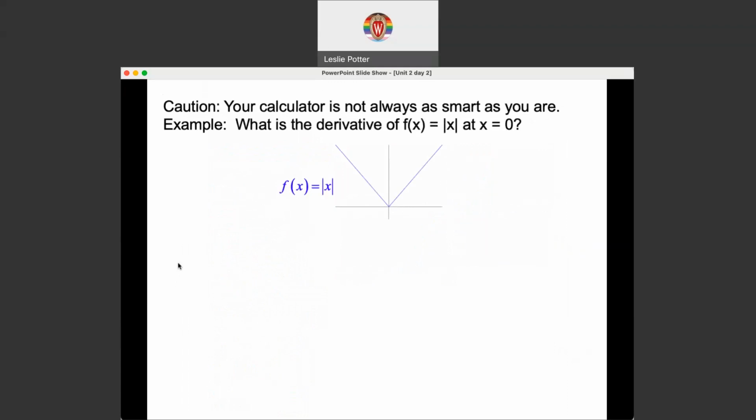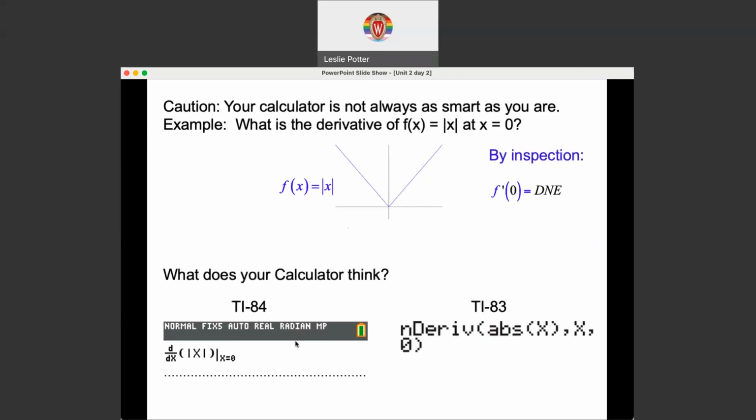Okay, so this is when the calculator idea kind of blows up. Because the calculator is approximating the slope of the tangent line, it's taking points on either side of that point and getting closer and closer to the location. Well, if we did that on an absolute value function, we would keep going across on either side. You can see that that might be problematic. Okay, by inspection, we know that the derivative doesn't exist because it's a corner, right? And that's when the derivative fails to exist. But what does your calculator think?